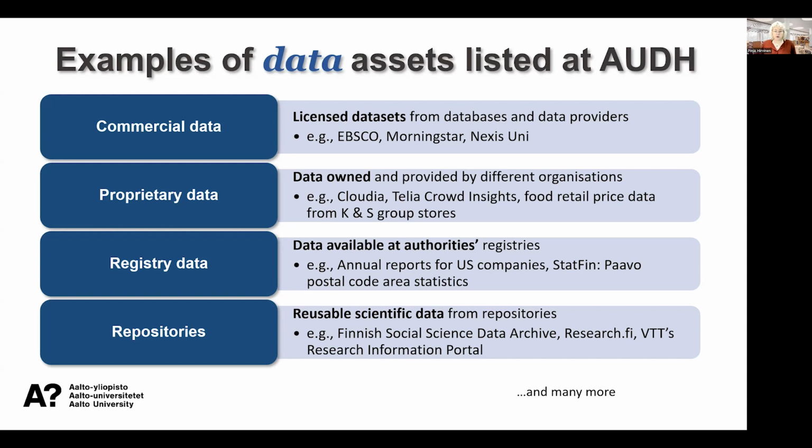Then we also list some repositories. These are usually already open access, and they're meant to be reusable scientific data. Some examples of these are the Finnish Social Science Data Archive, Research.fi, and VTT's Research Information Portal. We are listing these because a lot of researchers are using these. So we think it's important to have this information there for, for example, new researchers or students. And in addition to this, we have many, many more data assets. At the moment, we have over 50 different data sources in our catalog.